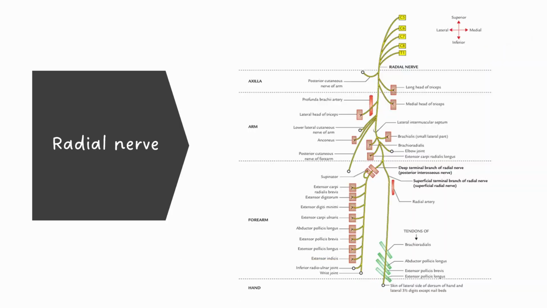Before we begin, let's look briefly at the course and the distribution of the radial nerve. So the radial nerve is the largest nerve of the upper limb and largest branch of the brachial plexus, and it has the root value of C5, C6, C7, C8 and T1. In its distribution, it supplies all the extensor muscles of the arm as well as the forearm, and also supplies the brachioradialis, the brachialis as well as the supinator muscle.